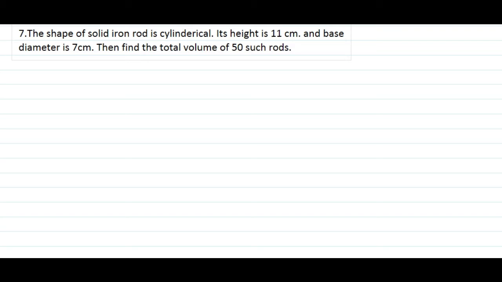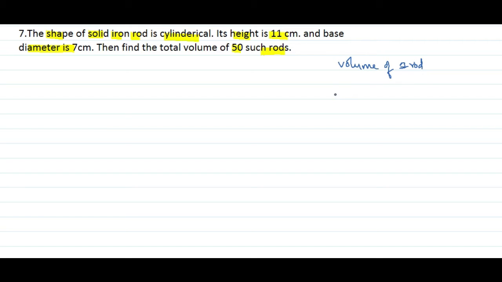Next, seventh question. The shape of a solid iron rod is cylindrical. Its height is 11 centimeter and base diameter is 7 centimeter. Then find the volume of 50 such rods. So before going to calculate the 50 such rods, first we need to calculate the volume of one rod.